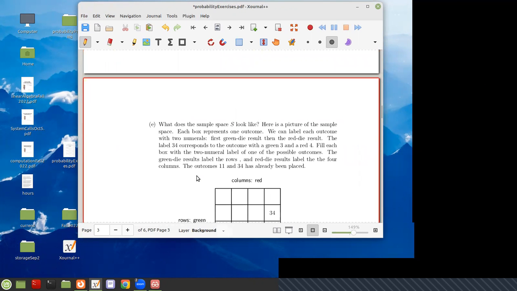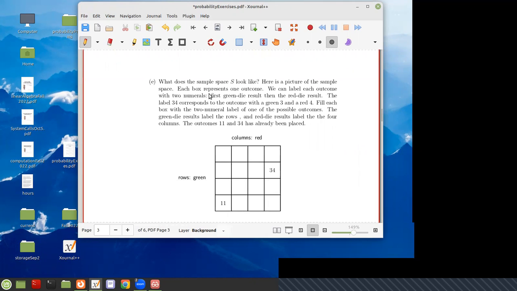Okay, so what does the sample space look like? Here's a picture of the sample space. Each box represents one outcome. We can label each outcome with 2 numerals. This is just repeating what we've done before. The first is the green die result, then the red die result. The label 3, 4 corresponds to the outcome with a green 3 and a red 4.